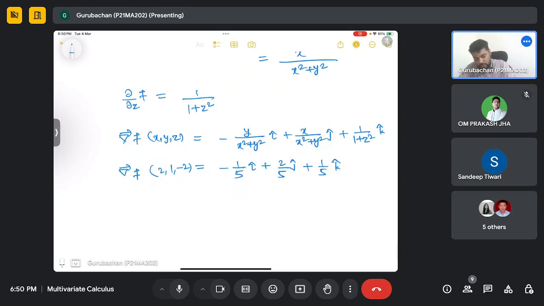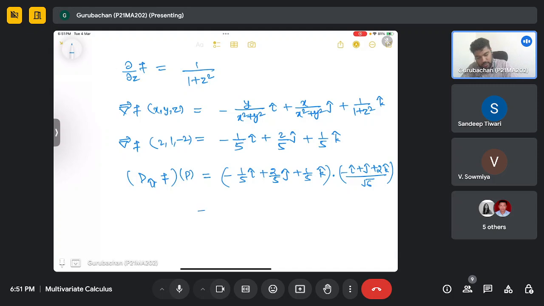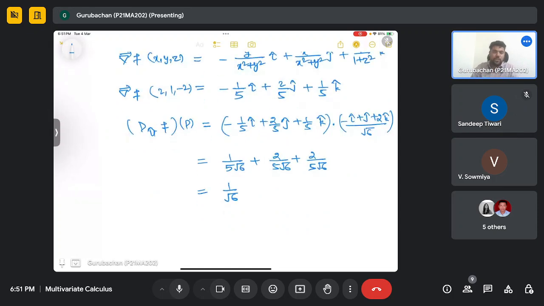So our gradient of f at the point P is minus 1 by 5 i cap plus 2 by 5 j cap plus 1 by 5 k cap, dot product with minus i plus j plus 2k divided by under root 6. This will give us 1 by 5 root 6 plus 2 by 5 root 6 plus 2 by 5 root 6, which is 1 by root 6. So we got our directional derivative in the direction of this unit vector, or you can say minus i cap plus j cap plus 2k cap, at the point 2, 1 and minus 2.